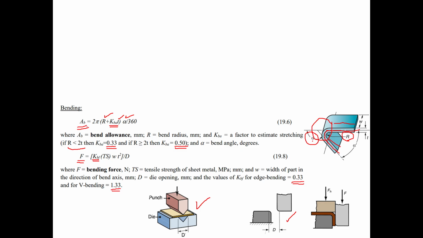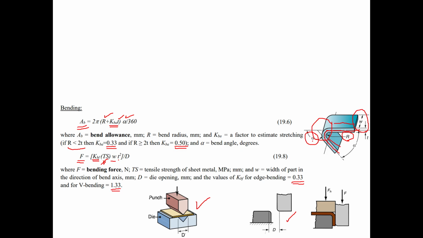Well, we've got some other parameters in this equation. TS stands for tensile strength. Of course, this is a bending operation. We are not cutting the material, so instead of shear strength, we are in need of tensile strength. W is the width of the sheet metal. You can see in this figure here what is meant by W, the width of the sheet metal which is being bent.